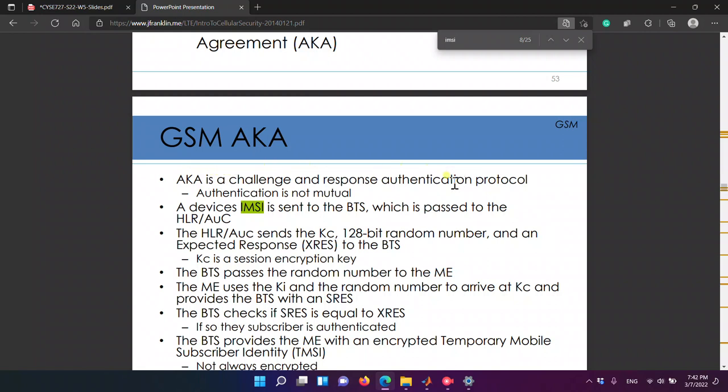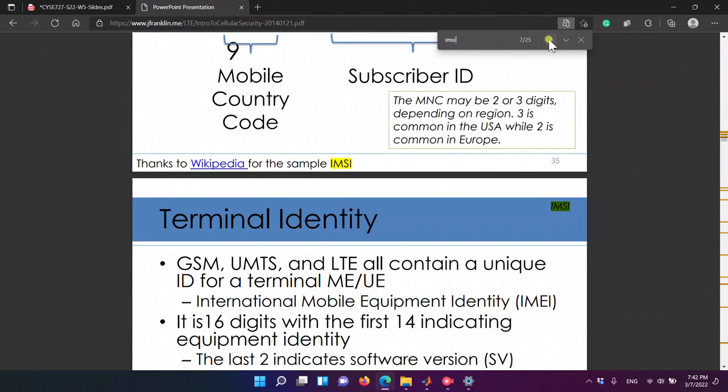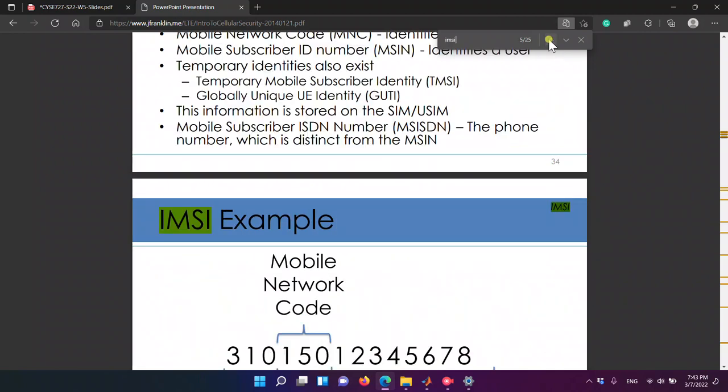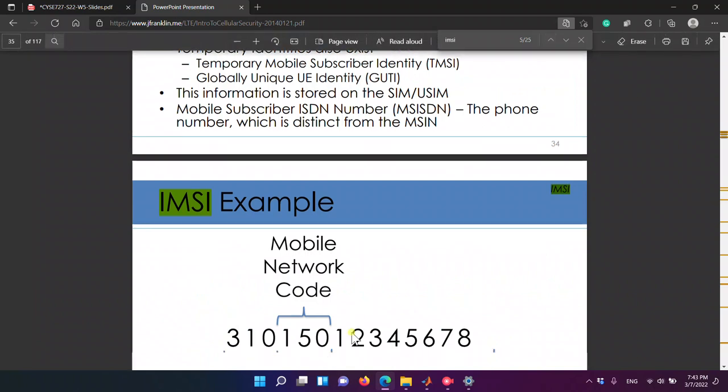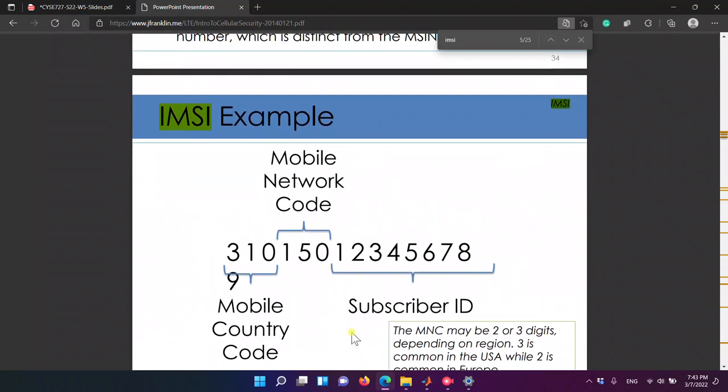So AKA is a challenge and response authentication protocol. Authentication is not mutual, so it's like a challenge and response; we'll explain later. And IMSI, I think maybe the memory unit. Sorry, the MMI. Let's see.